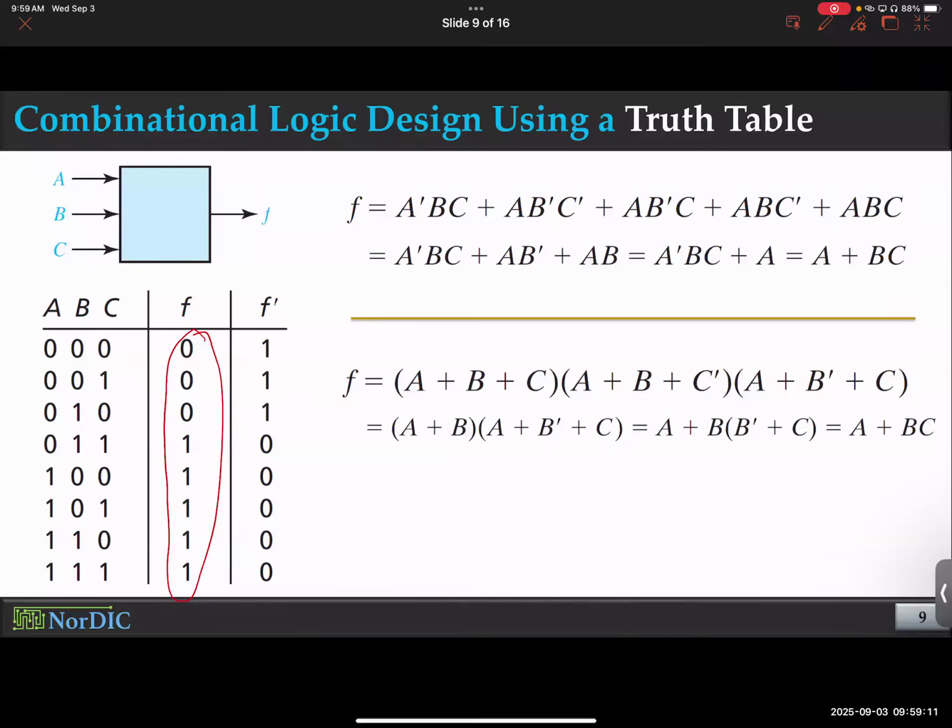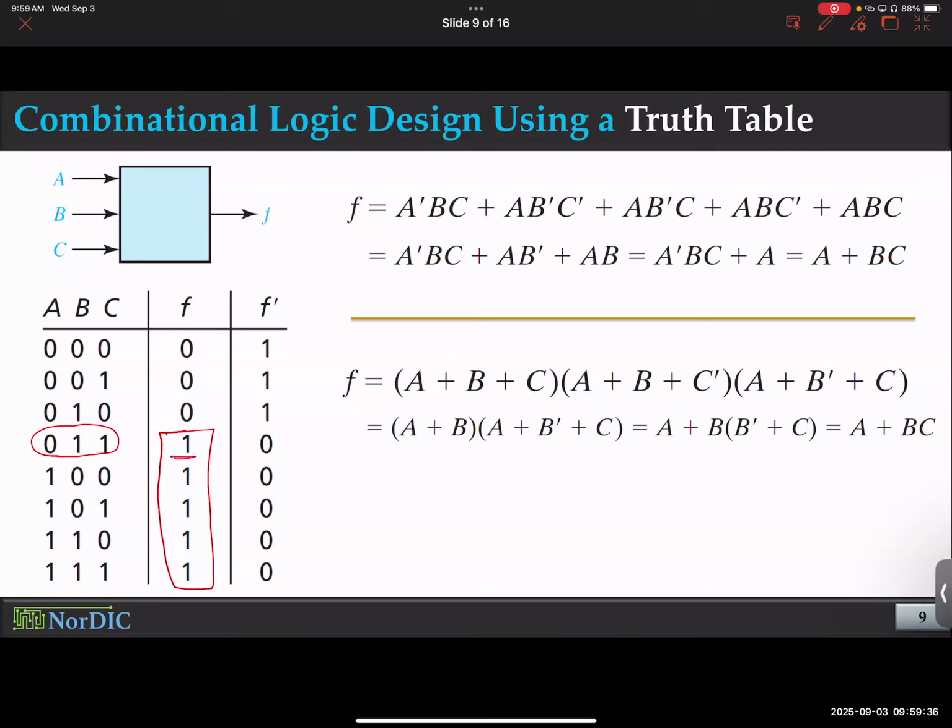But now, once you have this function, all you have to look for is the entries with 1. Just look for the entries with 1. Ignore the zeros. Still with me? Okay. So look for 1 and look at the variables. If you have 0, you take the complementary form of the corresponding variable. If you have 1, you take the direct variable.